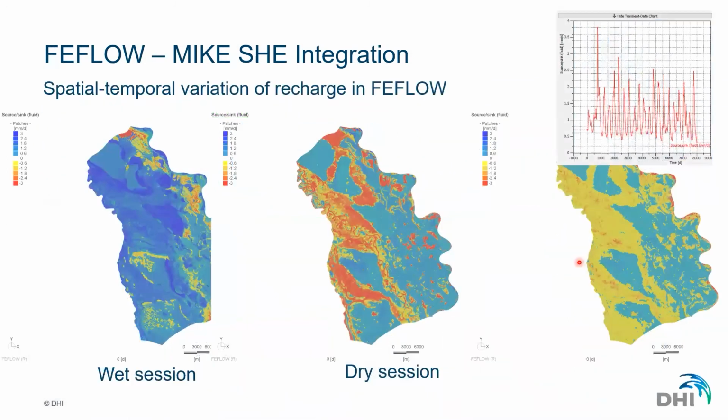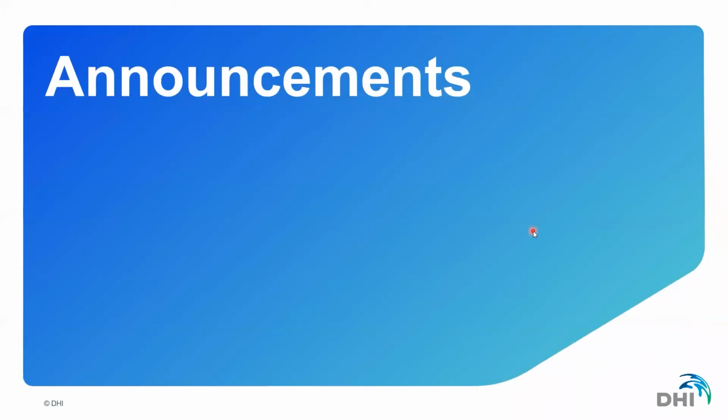And of course, the import is spatial and also temporal. So you can really see different spatial variabilities of recharge, in this example in wet season and dry season, and how it's changing each of the FEFLOW elements. It's a cool thing.